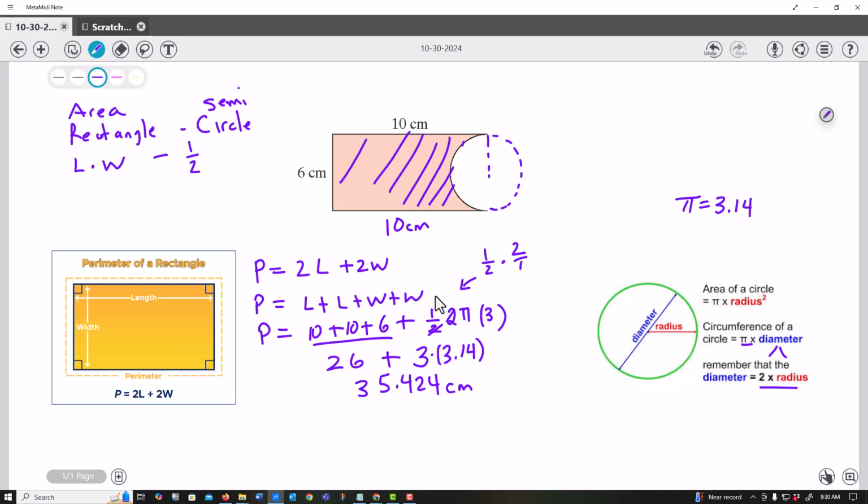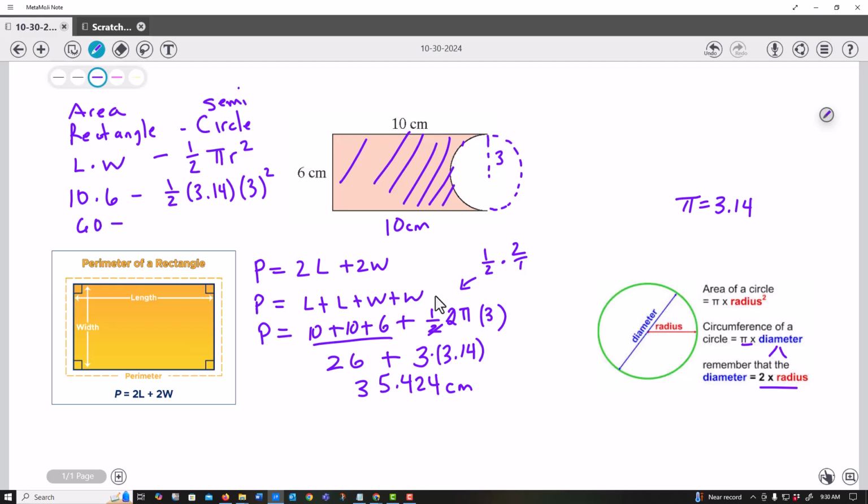And how do we find area? This is pi times the radius squared, but I'm going to take half of it out. So 1/2 pi times r squared. So again, we have our length times width, so 10 times 6 minus 1/2. We'll go ahead and change that to 3.14. We know from earlier that our radius is 3, so that's 3 squared.